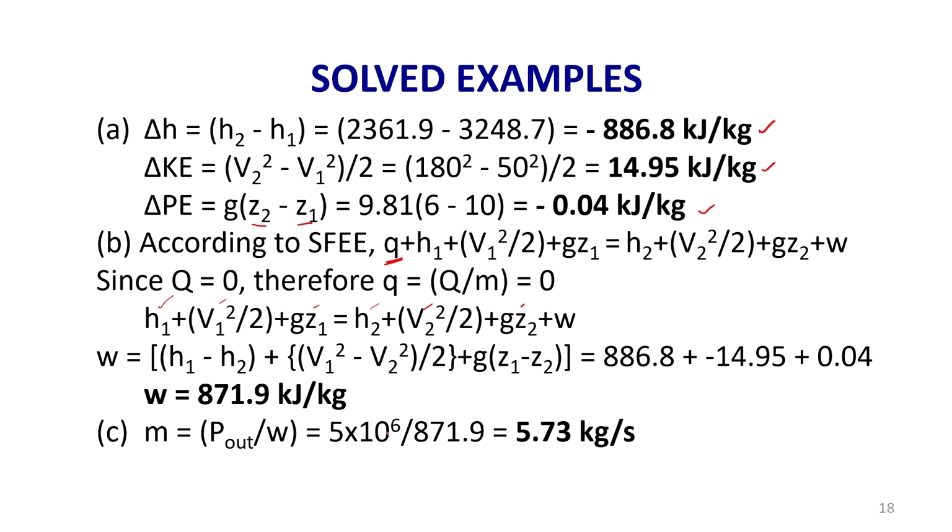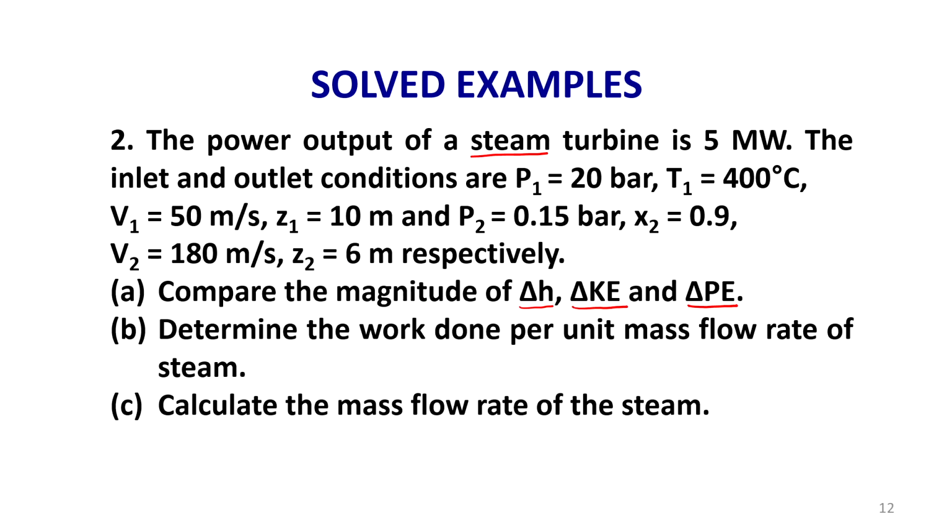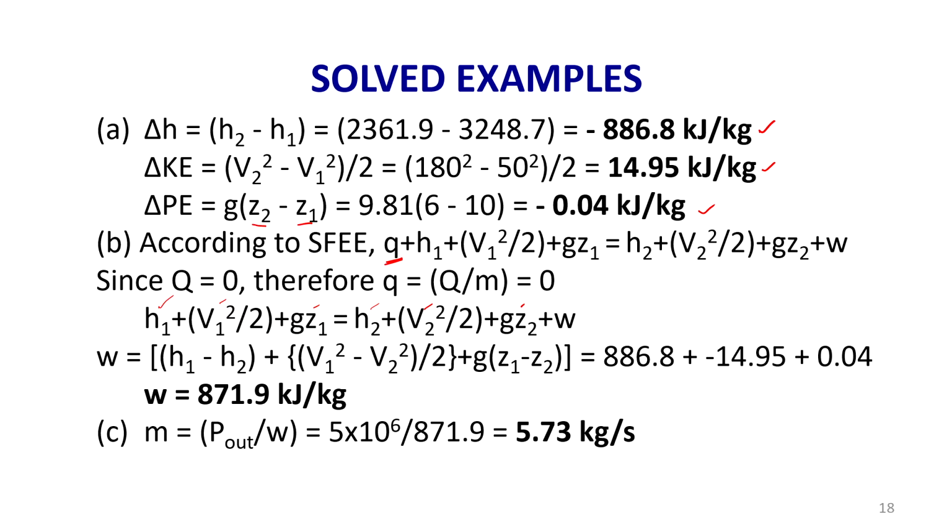So, 5 megawatt, that is 5 into 10 power 6, converting the megawatt into watts, that is joules per second, mega is 10 power 6, divided by the work done. So, that will give you, to achieve this process, 5.7 kilograms of steam to be supplied for 1 second. So, that completes problem number 2. We were asked to find the mass flow rate of the steam. Now, let us move to the third numerical question.